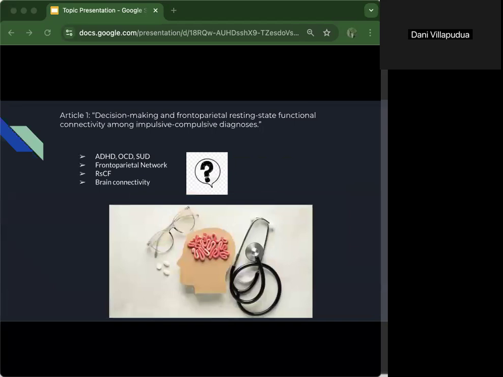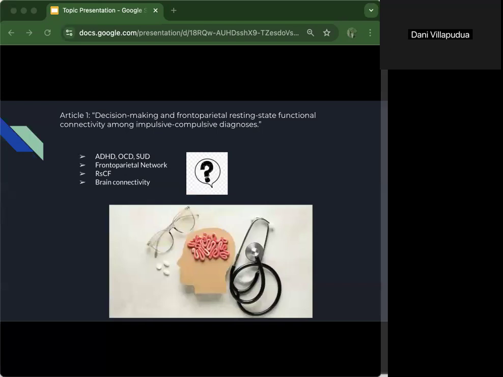examining is titled Decision Making in Frontal Parietal Resting State Functional Connectivity Among Impulsive Compulsive Diagnoses. So, the authors of this article were motivated to explore decision-making profiles in individuals with spectrum impulsive disorders. They aim to understand how these profiles might differ between clinical and healthy populations and whether resting state functional connectivity in the frontal parietal network could serve as a biomarker for decision-making patterns.